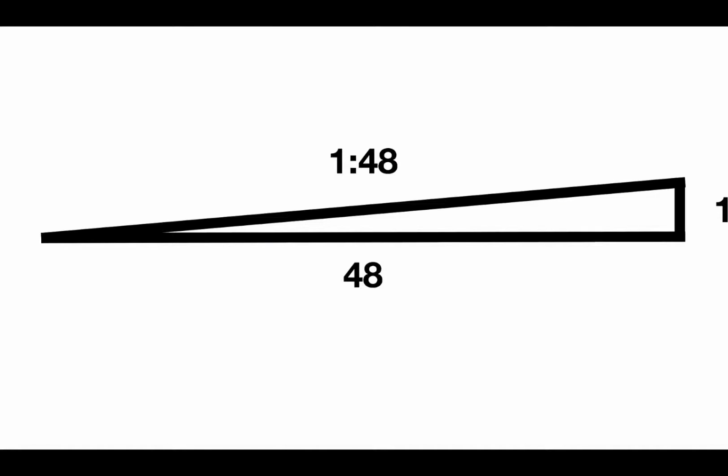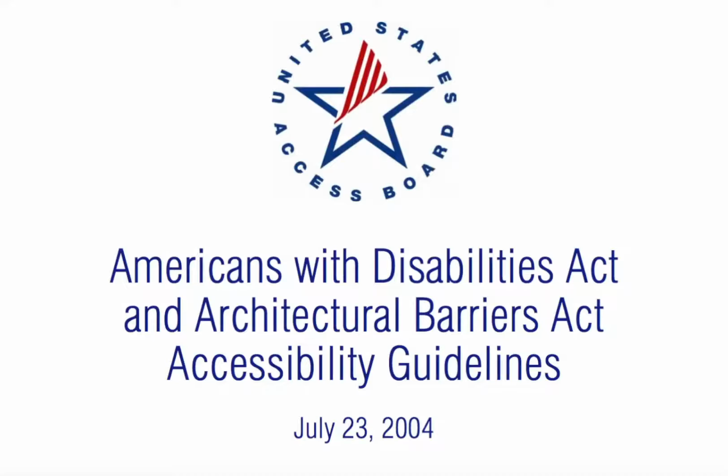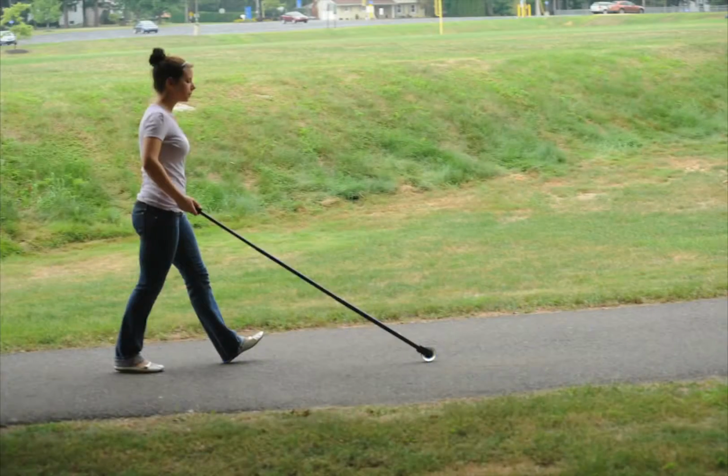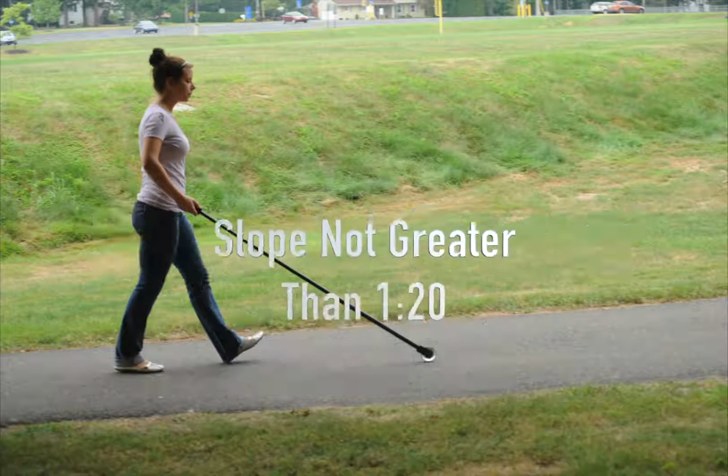Another way that slopes are specified is the amount of drop over the distance traveled. For example, if a surface drops 1 inch over a distance of 48 inches, it would be said to have a slope of 1 in 48. The ADA-ABA guidelines specify 4 slopes for the walking surfaces that will allow most individuals to move safely and with acceptable effort. An accessible path may have a slope of not more than 1 inch of drop for each 20 inches of travel, or 1 in 20.